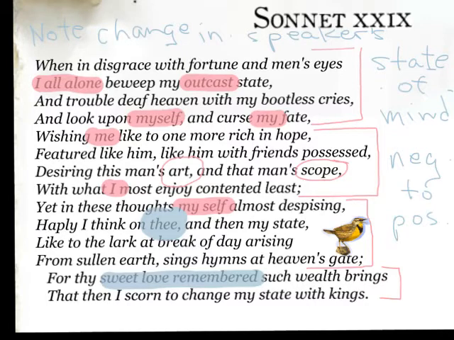We really don't know. Now our second quatrain, let's read that. Wishing me like one more rich in hope, featured like him, with friends possessed, desiring this man's art and that man's scope, with what I most enjoyed contented least.